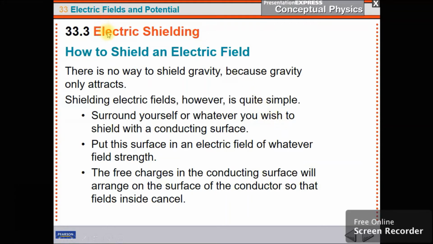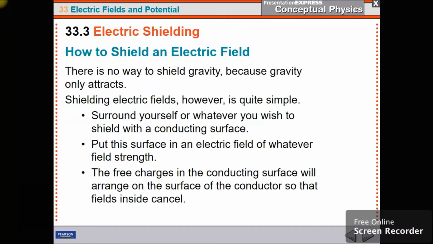So that means you can shield against electricity. But you can't shield against gravity because gravity only attracts. Shielding only works when there's a positive and a negative. And it's pretty easy. Shielding electric fields is quite simple. Step one, surround yourself, or whatever you want to be shielded, with a conducting surface. So you can wrap yourself in aluminum foil.